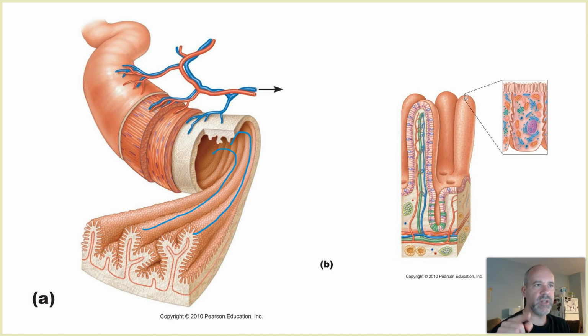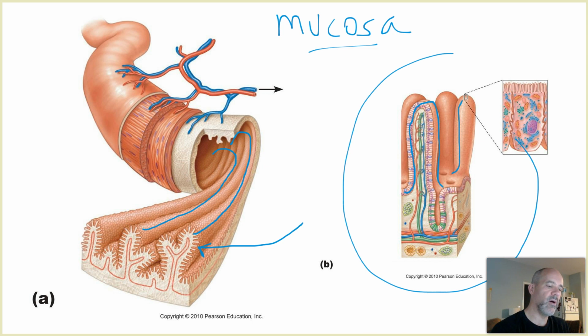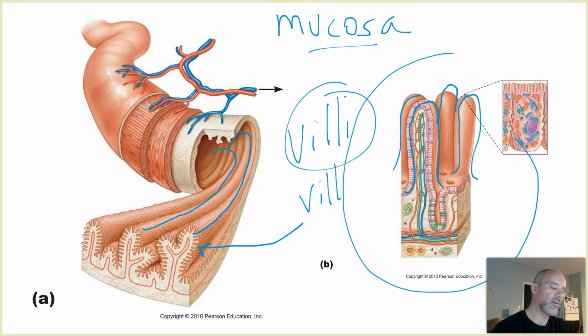But at a much smaller level, if you zoom in along those circular folds and blow those up over here, you would see that the inner lining of the small intestine, which is also called the intestinal mucosa, because it's a mucosal membrane, has these projections all over the place that extend upward. And those are called villi. A villus is singular.